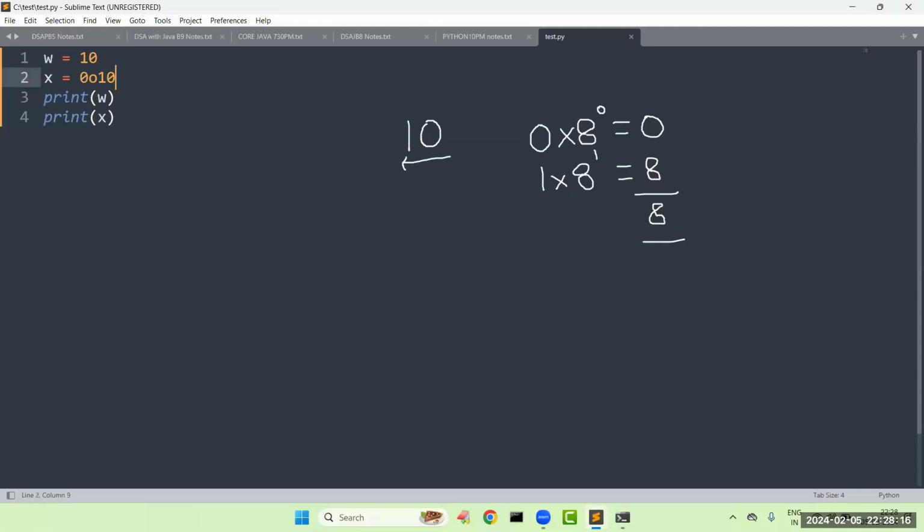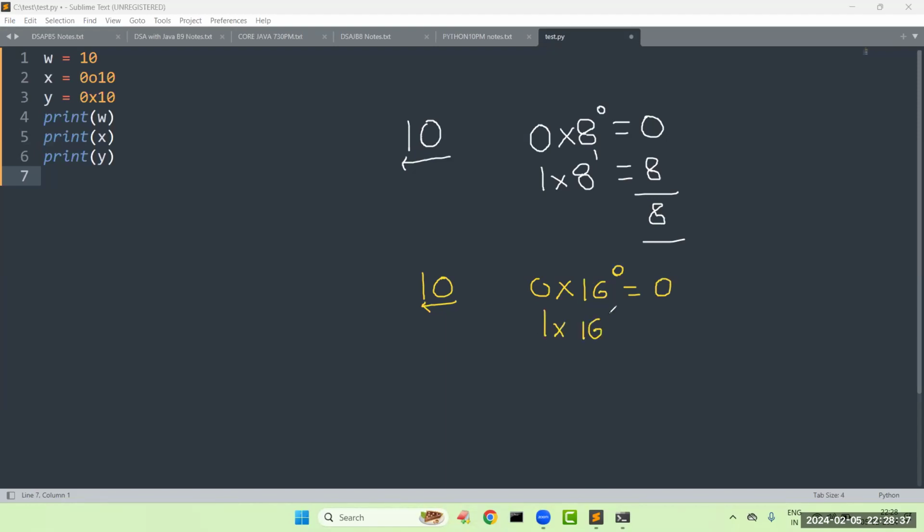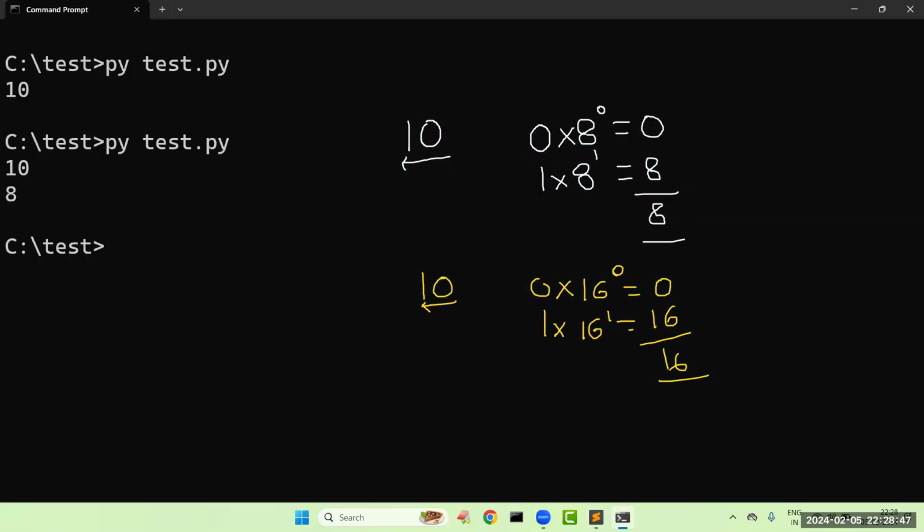Next, I'm going to take y = 0x10. It is hexadecimal. What is the base of hexadecimal? 16. You can take any number; just for convenience, I have taken 10. So 0 into 16 power 0 becomes 0, 1 into 16 power 1 becomes 16. The sum we get is 16. Let us cross-check. Yes, we are getting 16.